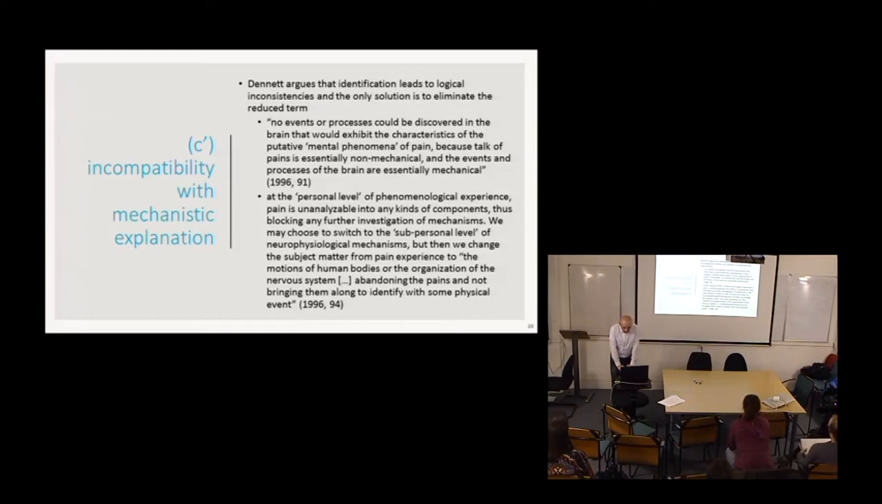So he makes a distinction between the personal and subpersonal level. So he says that at the personal level of phenomenological experience, pain is unanalyzable into any kinds of components, thus blocking any further investigation of mechanisms. So we may choose to switch to the subpersonal level of neurophysiological mechanisms, but then we change the subject matter altogether from pain experience to the motivation of human bodies, the emotions of human bodies, or the organization of the nervous system, abandoning the pains and not bringing them along to identify with some physical event.